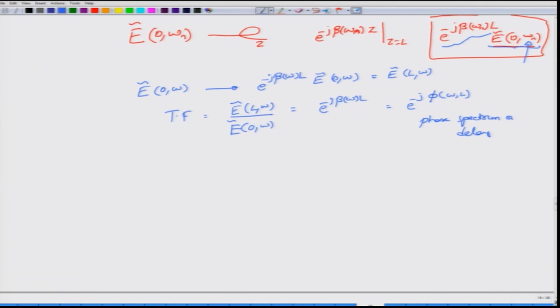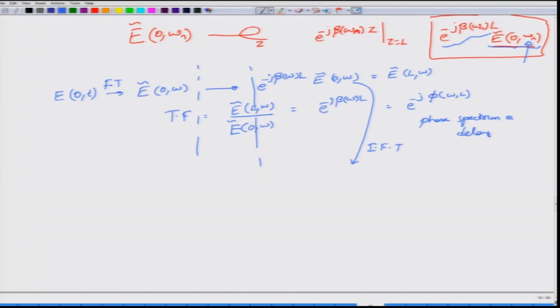So, we will sometimes refer to this as phase delay, but the transfer function is basically e power minus j beta of omega times L, and this is very important because all you have to do is take the spectrum at the input, multiply by the transfer function, and you will get the output in the frequency domain. You then go back to the time domain by taking the inverse Fourier transform. Of course, you would have started in the time domain with E of 0 comma t, and using Fourier transform you were able to go to E of 0 comma omega. Once that is there, at the input side, you can then multiply by the channel to obtain e to the power minus j beta of omega L times E of 0 comma omega, which is the Fourier transform at the output.